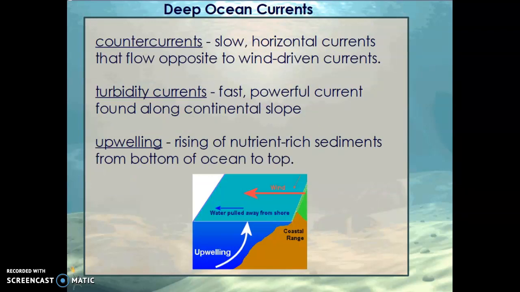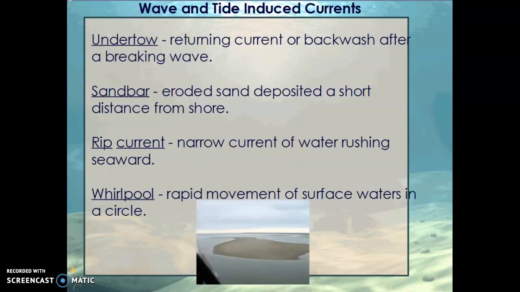Okay, so there are some deep ocean currents. Countercurrents are currents that move in the opposite direction to wind-driven currents. You guys have probably felt that, like an undertow. Turbidity currents are currents that are found along the continental slope, and that's because of its really deep, fast decline. And then upwelling is also very important. This is how nutrient-rich sediments from the bottom can actually float to the top. So upwelling is extremely important to get nutrients circulating in the oceans.